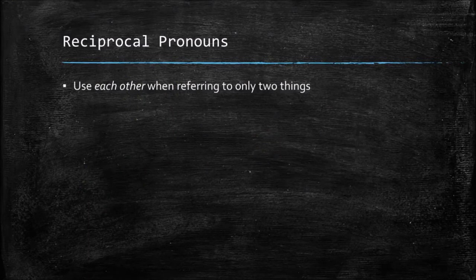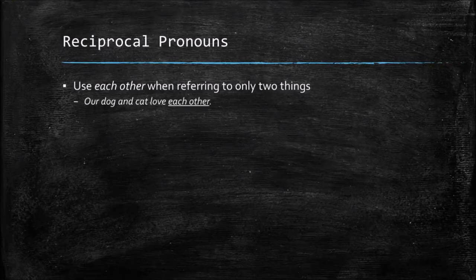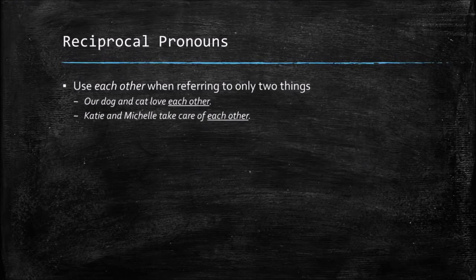Cool. There are rules for whether to use each other or one another. Use each other when referring to only two things. Our dog and cat love each other. I've got two things, dog, cat, so I'm going to use each other. Katie and Michelle take care of each other. So I've got two people, Katie, Michelle, so I'm going to use each other.